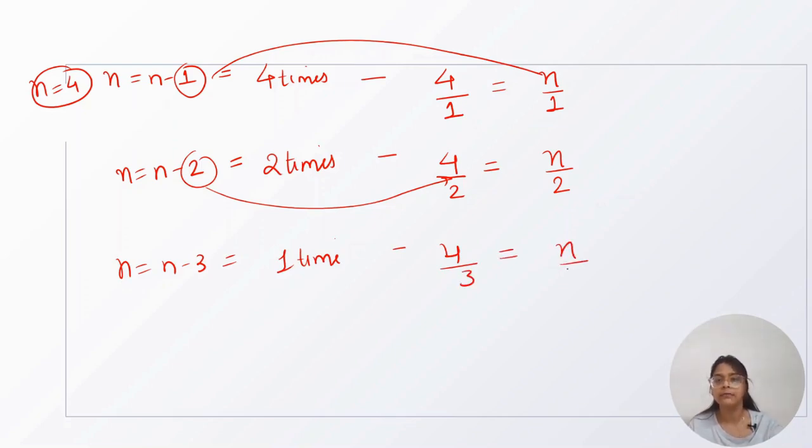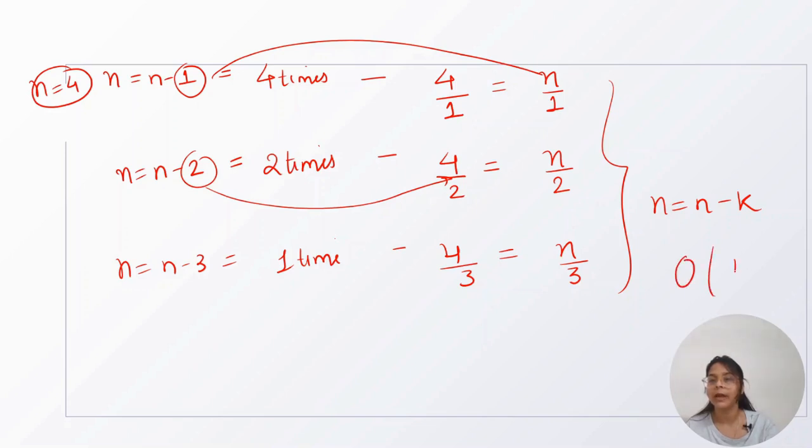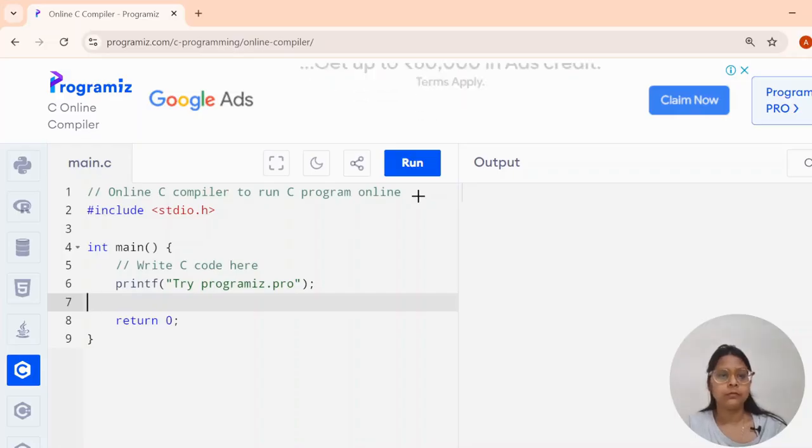So you can write it as n upon 3. Whatever the statements are, n is equal to n minus k, the time taken by that statement will be of the order of magnitude n upon k. You can see n upon 1, n upon 2, n upon 3, n upon 4, and so on. Whatever value of k, be it 1, 2, 3, 4, any positive value, it will give you a time complexity of order n upon k, right?